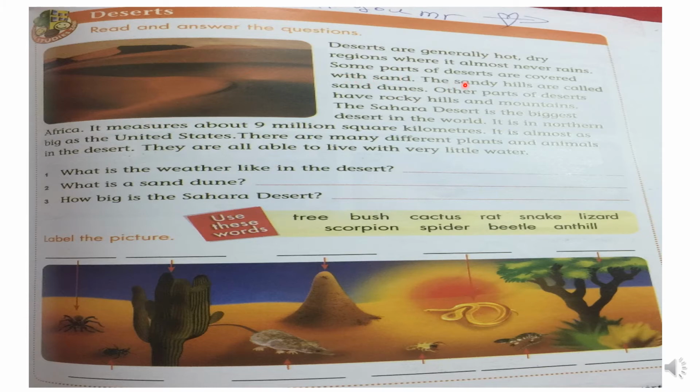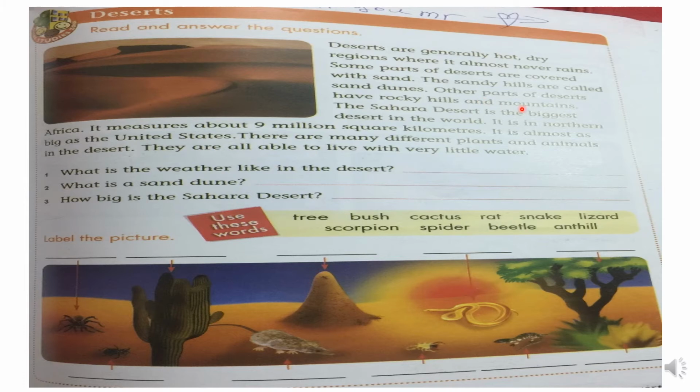Some parts of deserts are covered with sand. We have sand in desert. The sandy hills are called sand dunes. Other parts of deserts have rocky hills. So we have sand hills and we have rocky hills. Sandy hills are made of what? Made of sand. Rocky hills are made of what?